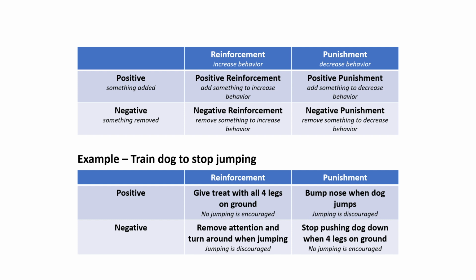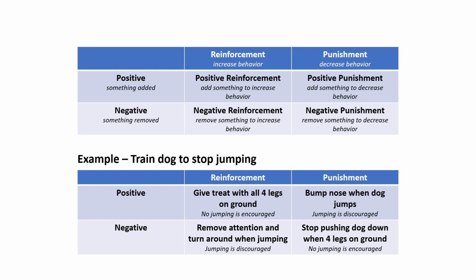So let's use an example where we're trying to train a dog to stop jumping up on people when they see somebody. One way we could do a positive reinforcement is to give the dog a little cookie when all four legs are on the ground. If the desired behavior is to not jump, then I want to reinforce when they are not jumping. When all four feet are on the ground, I'm going to reward that. I'm going to give a positive reinforcement.